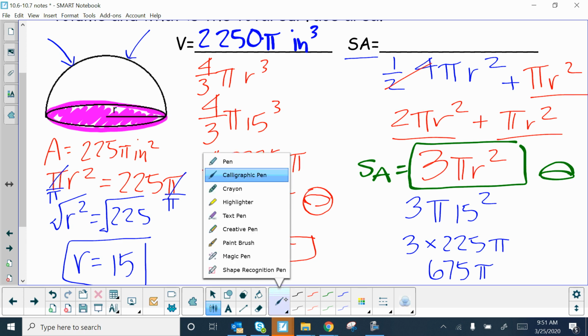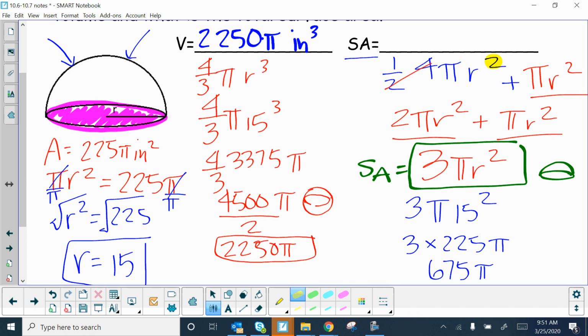So I'm going to highlight some things here. You need to take note of these right here. Remember, we had to take half of the sphere formula to make it a hemisphere. But then we had to add the shape at the bottom, pi r squared. So then it ended up being 3 pi r squared for the surface area of a hemisphere. Always, all the time. So let's write our final answer. Again, I like to leave my answer in terms of pi, so I'm just going to leave it up there. So this is 675 pi inches squared, because this is surface area. All right, that's the hemisphere.